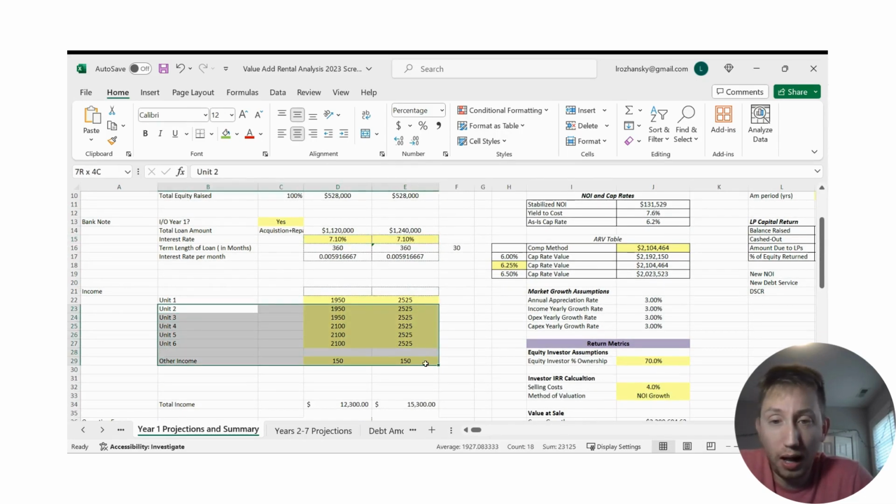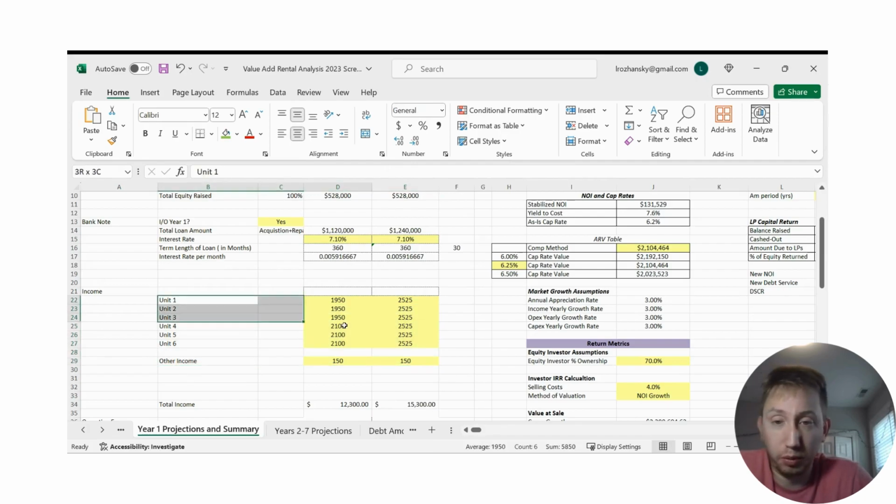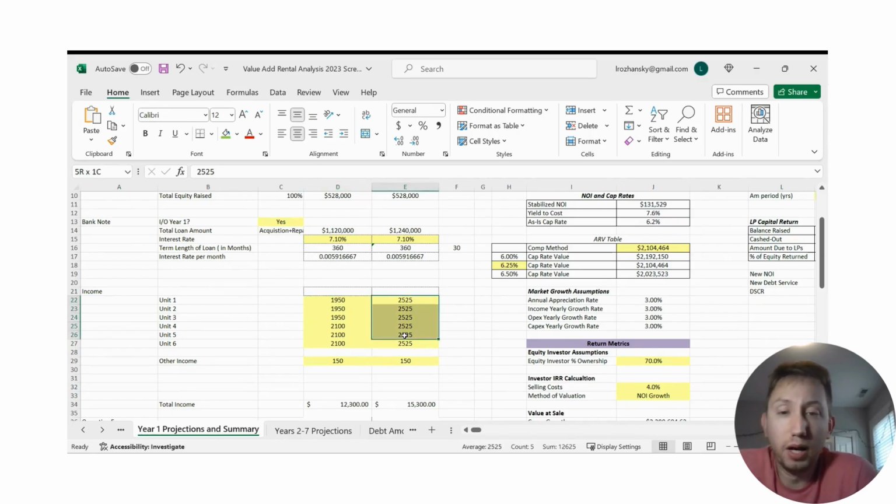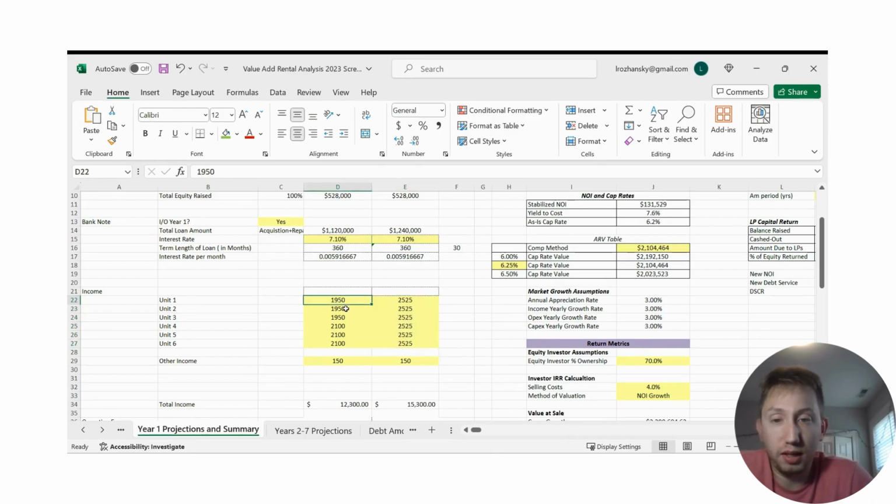Next, we're going to do income, right? So this is basically where we take all of our units and input our income assumptions, right? So this is going to be our current income assumption. If this is whatever the building is generating today, this is the current rent roll. And then we're going to put in our stabilized rent roll. Like, what do we think we can push our rents to? So, if current rents are $1,950, if we do the renovations, we think potentially we can push them up to over $2,500 per month per unit.